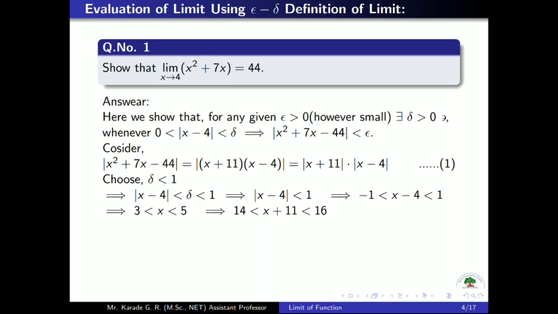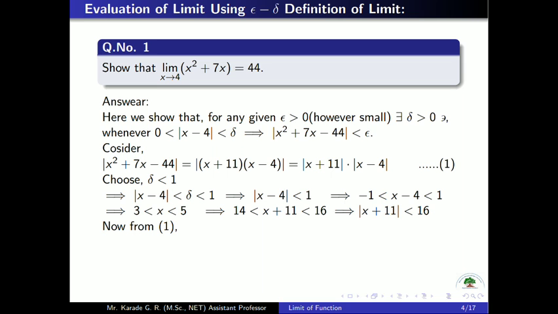Implies that x plus 11 is greater than 14 and less than 16, and finally we can say that mod of x plus 11 is less than 16. Now from 1, what we have is mod of x square plus 7x minus 44 is equal to mod of x plus 11 into bracket x minus 4.